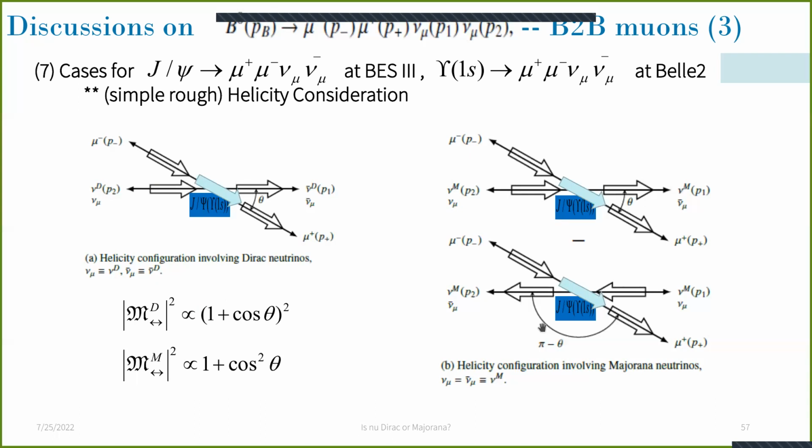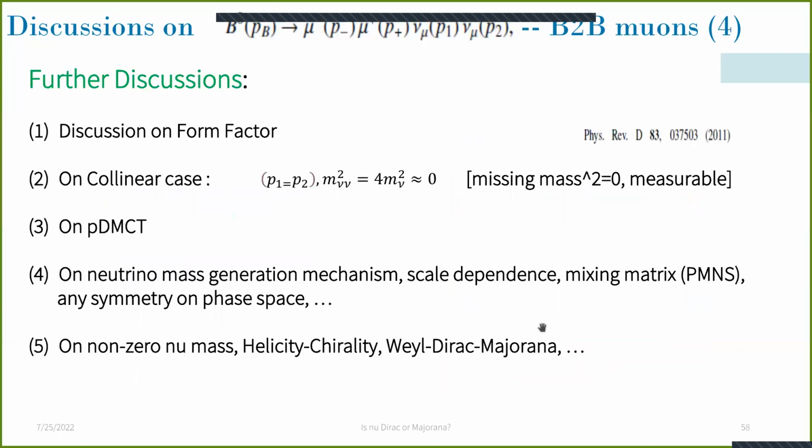So at the end, this is the conclusion I'm saying. There was not much further discussion. Compact already asked that. The collinear case is possible, but very small because it is at the endpoint of phase space. The DMCT I discussed a lot, and the neutrino mass generation mechanism doesn't matter to me. If the neutrino mass is there, then this is possible. Scale dependence, mixing, PMNS: I didn't do a perfect PMNS treatment, but if we do the calculation, you can put it there too. No symmetry in phase space forbids this, so this is all possible.